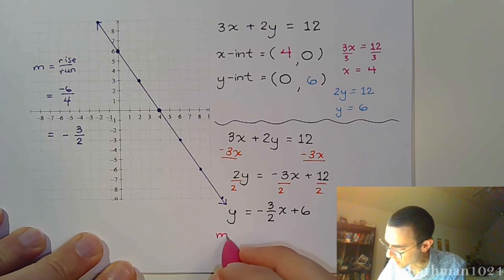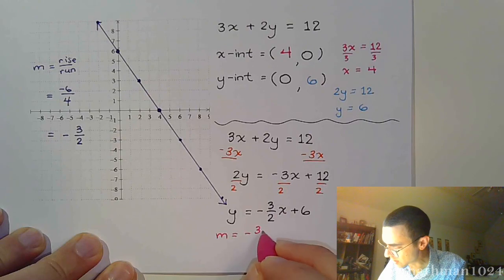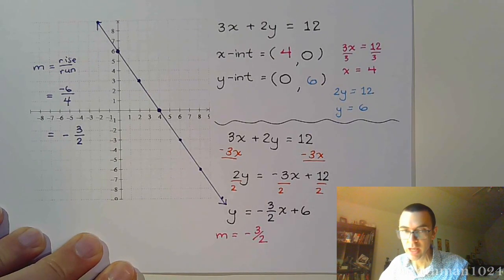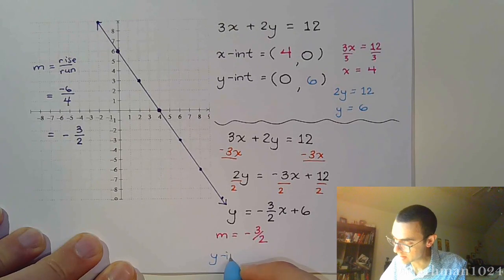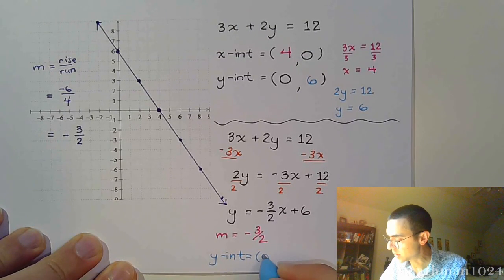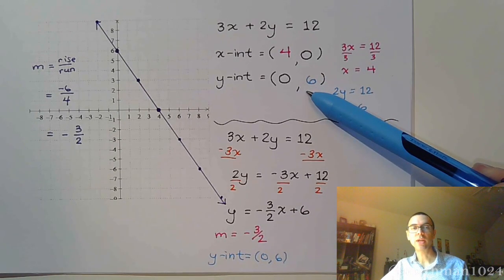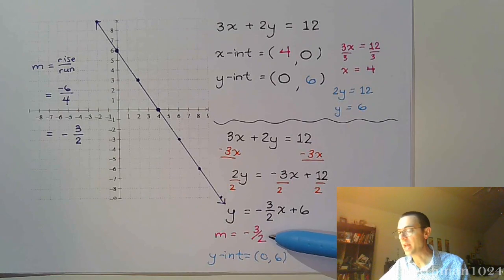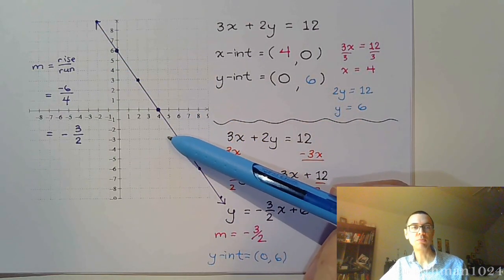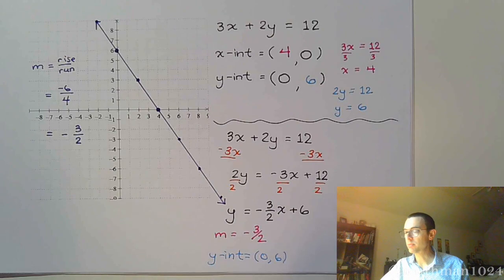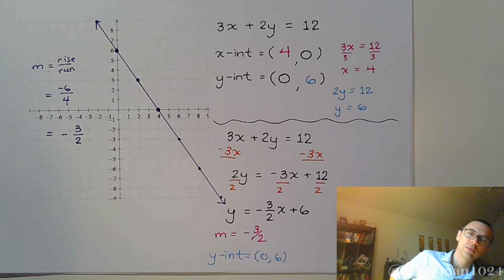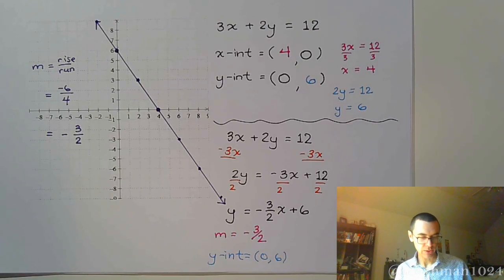So from this form we can identify that my slope is negative 3 halves, and we can identify that the y-intercept is (0, 6), which is what we already identified from before. The slope of negative 3 halves is what we were able to find by looking at the ordered pairs for the x and the y intercepts. So everything checks out. It's fantastic. And now, let's see what this looks like on the graphing calculator.